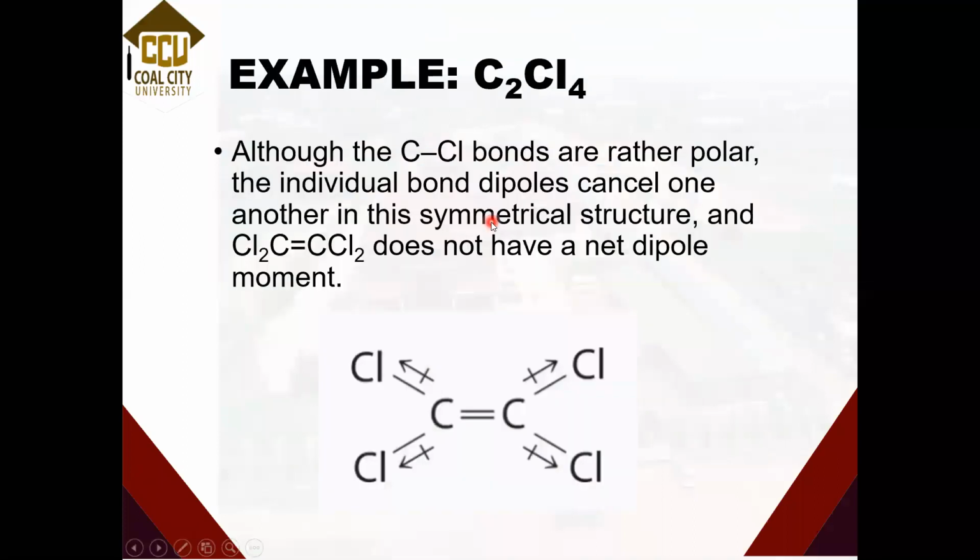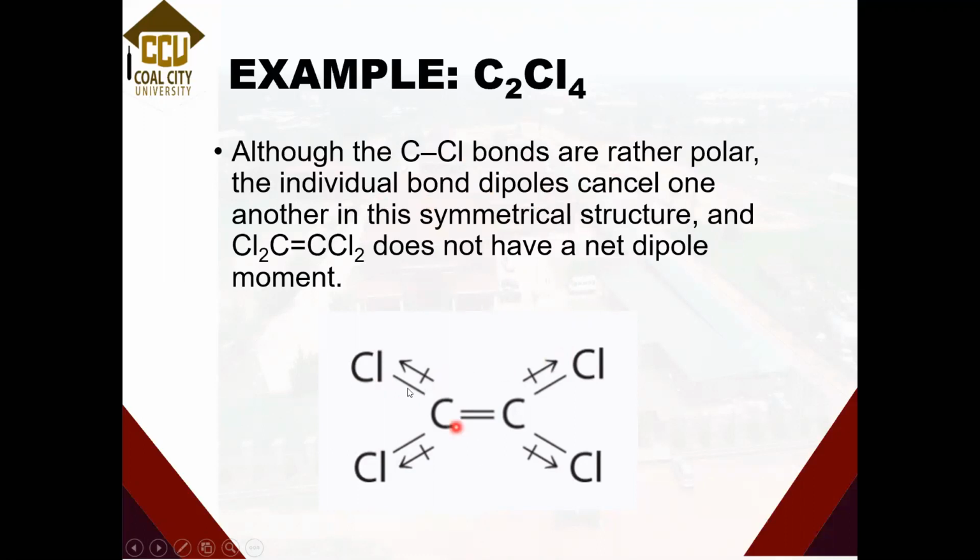Okay, so looking at this example, C2Cl4. C2Cl4 is 2 carbons and 4 chlorines. That's what makes up C2Cl4. The 2 carbons are the central atoms, so they combine together with a double bond, and each of them carries 2 chlorine atoms. So although the carbon-chlorine bonds are rather polar, the individual bond dipole moments cancel each other out in this symmetric structure. And then the total dipole moment, the net dipole moment, is 0.